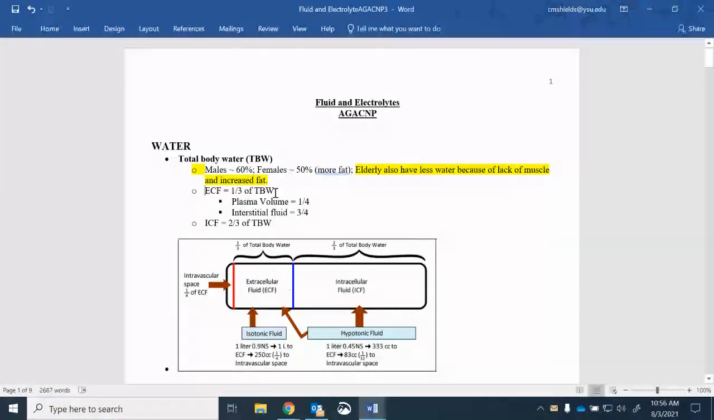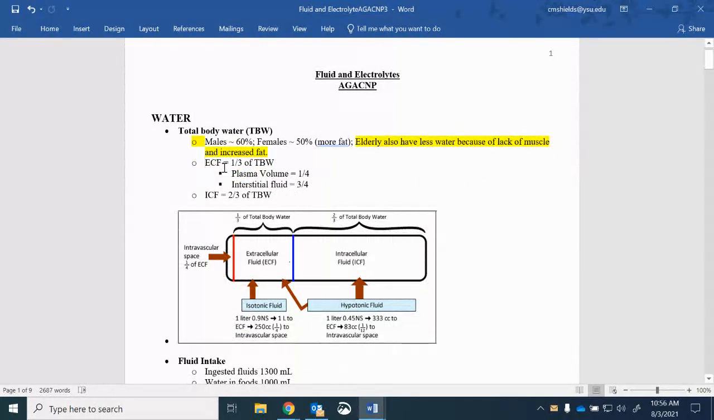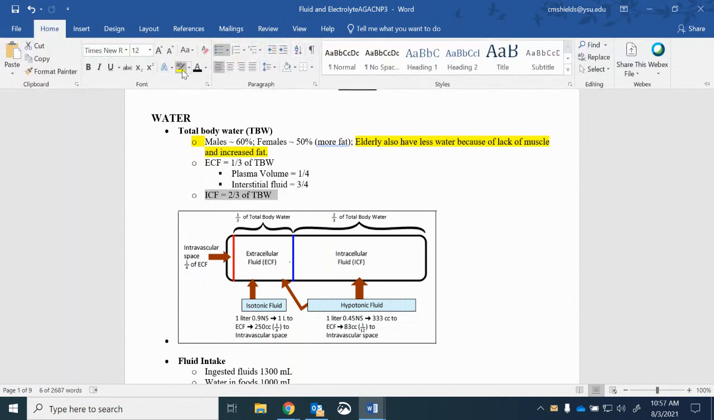Let's just take a look at this once again, the extracellular fluid and the intracellular fluid. So as far as total body water, a third of it is in extracellular fluid and 2/3 of it is in intracellular fluid. So the majority of our water is intracellular, 2/3 of it. 1/3 of it is extracellular, which is divided into our blood, plasma volume, and then interstitial fluid, spaces around our cells. And that's what's considered extracellular fluid.